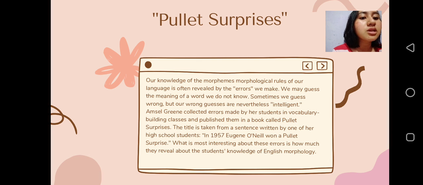book called Bullet Surprise. The title is taken from a sentence written by one of her high school students in 1957: Eugene O'Neill won a Pulitzer Prize. What is most interesting about these errors is how much they reveal about the students' knowledge of English morphology.